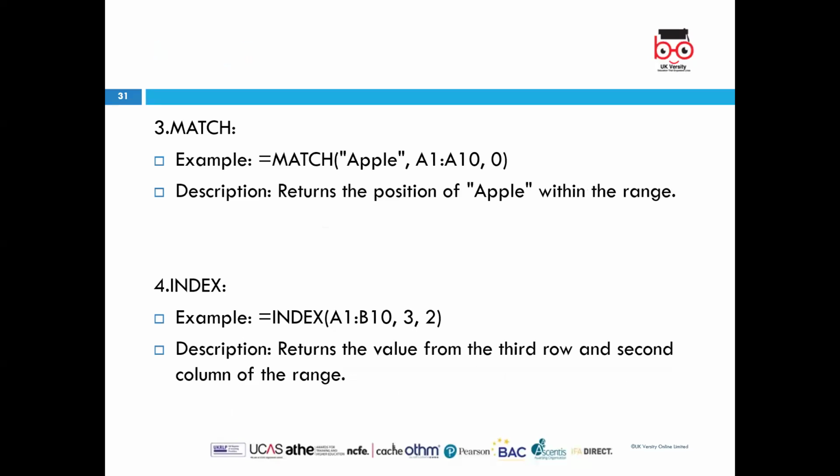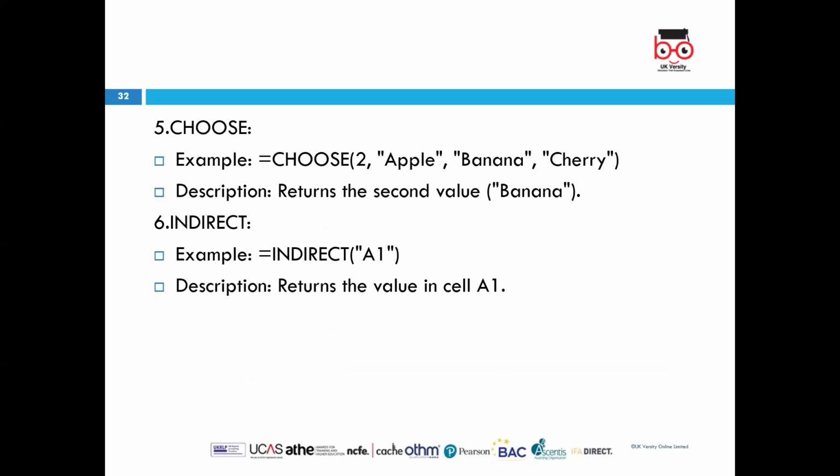MATCH will return the position of Apple within the range. INDEX is going to return the value from the third row and the second column in the range. CHOOSE will return the second value, as you can see from the example. INDIRECT will return the value in cell A1.